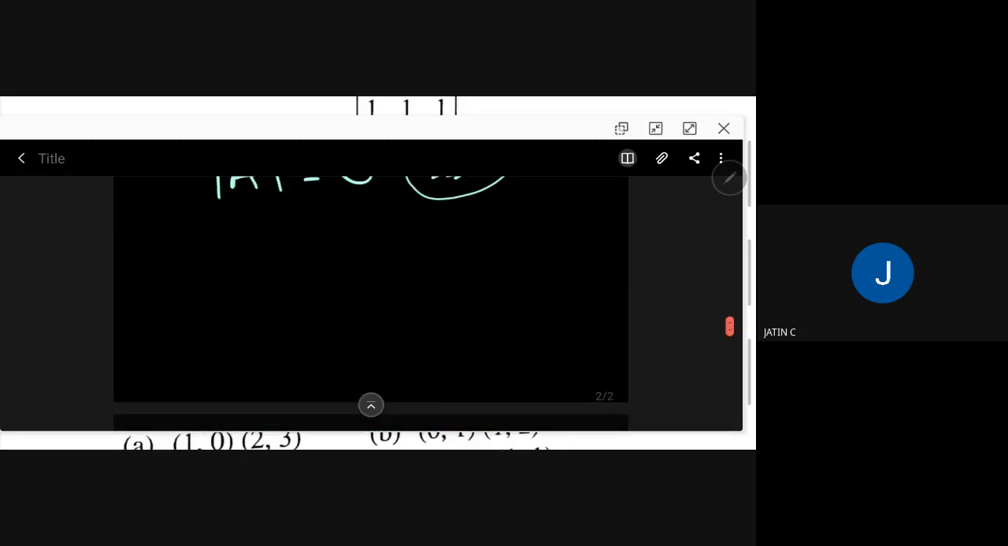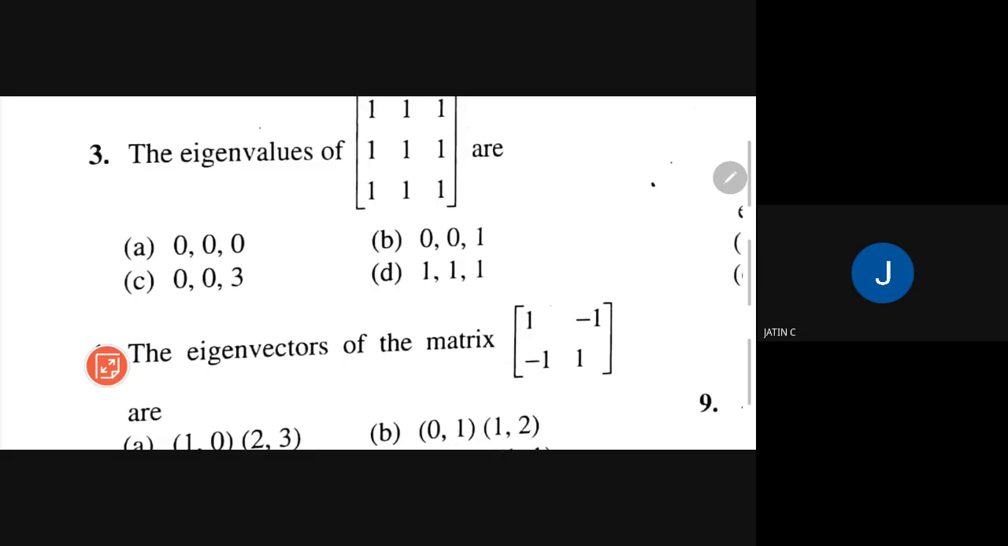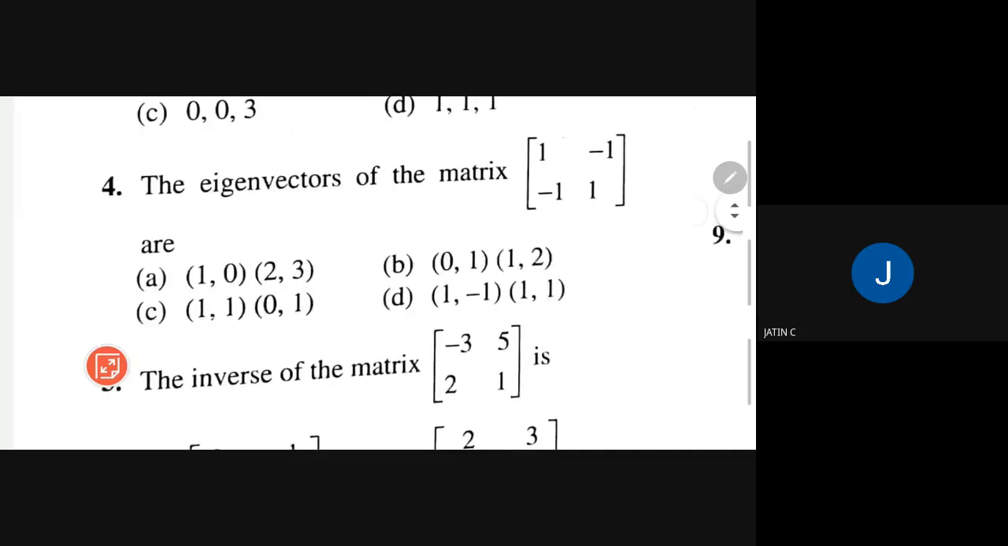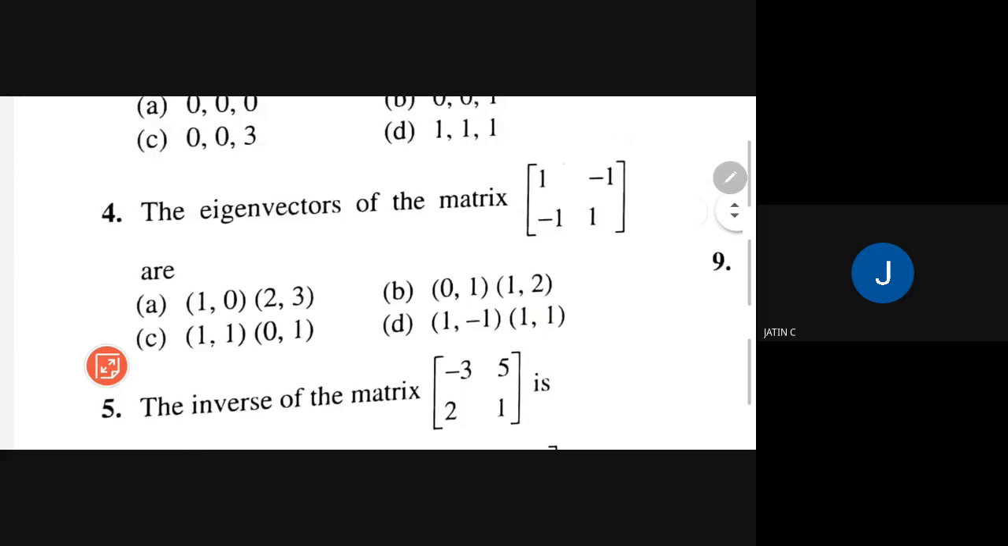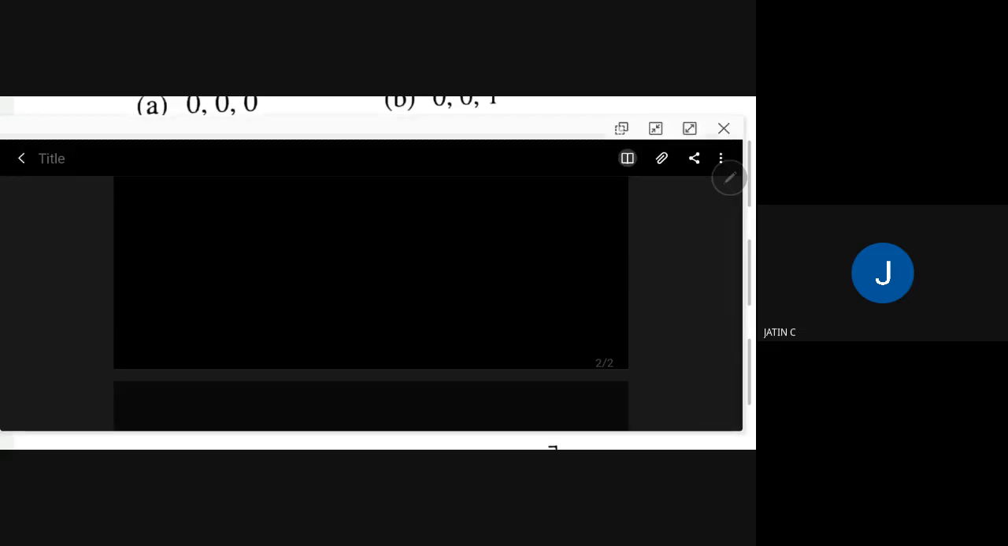Now if you go for the fourth problem, the eigenvectors of the matrix 1 minus 1, minus 1 1. So what you need to do here, the simple thing is that you just multiply this matrix with 1 0. Similarly, 2, 3, like that you have to multiply and check whether you are getting a scalar multiple of that one.